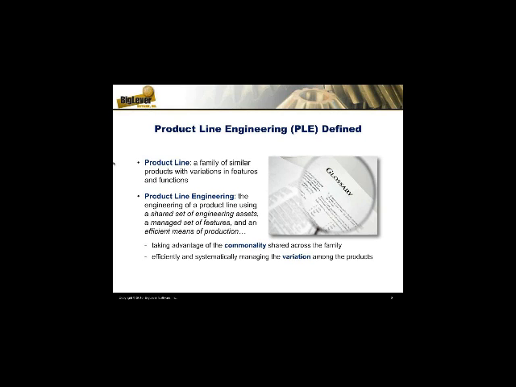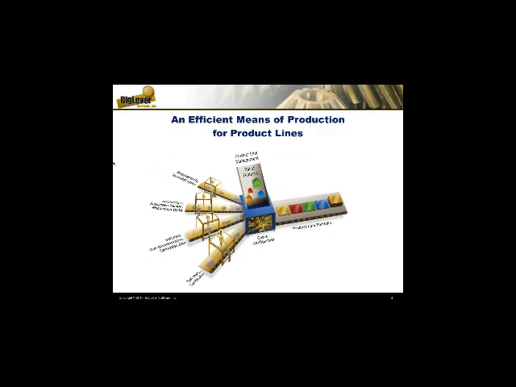Our particular approach to PLE uses a shared set of engineering assets. This is whatever you use to build and deploy your products: requirements, tests, code, bills of materials, user manuals, anything. A managed set of features with which to describe the products, and an efficient means of production that I'll talk about. The paradigm that we offer, the modern automation-based paradigm, uses the metaphor of a factory. And here's a visualization of the factory.